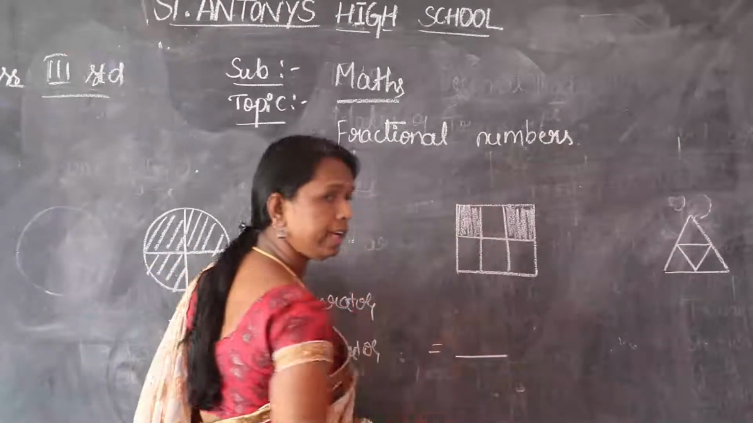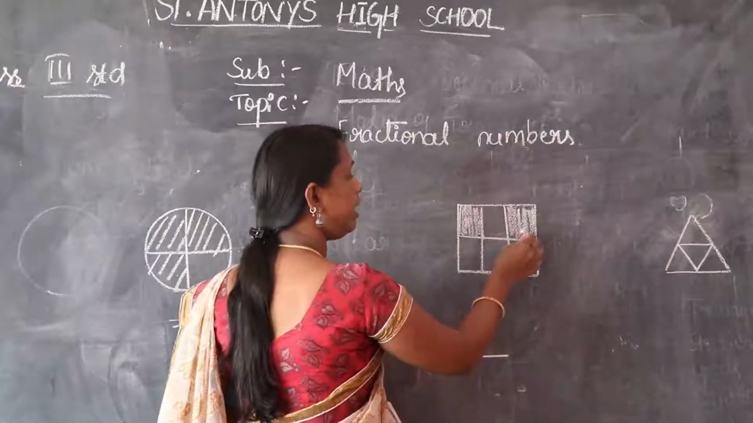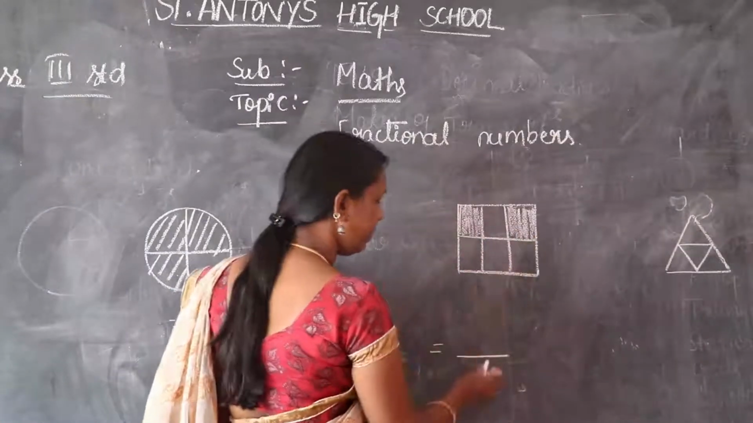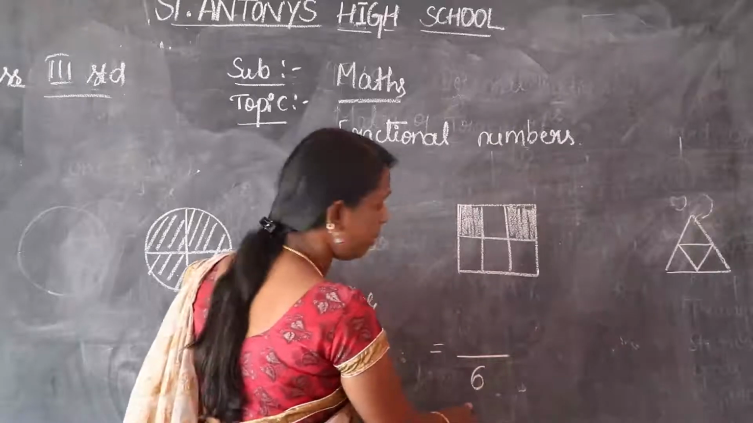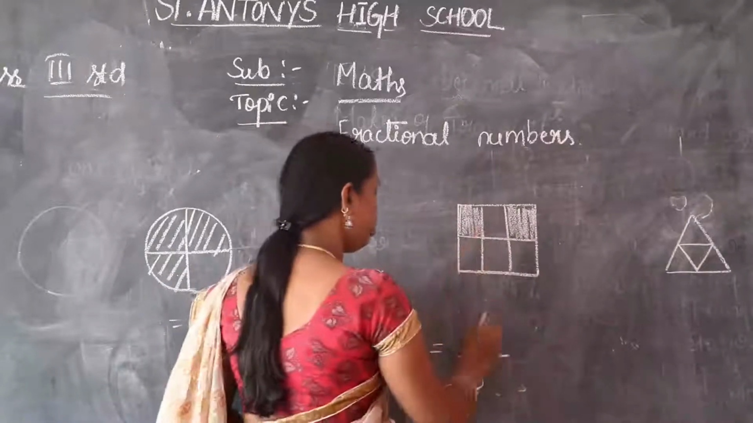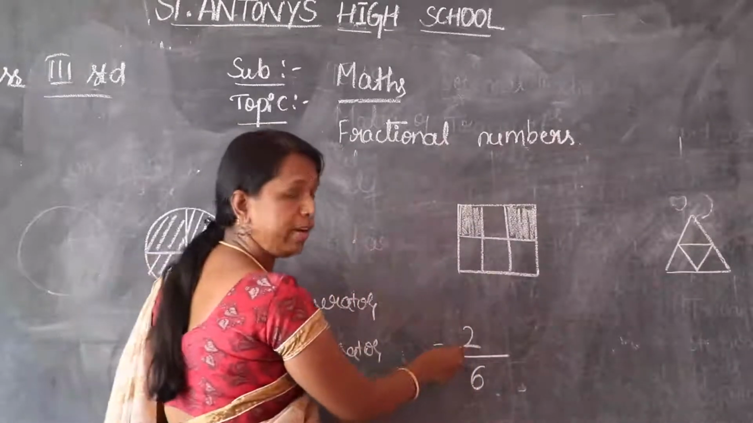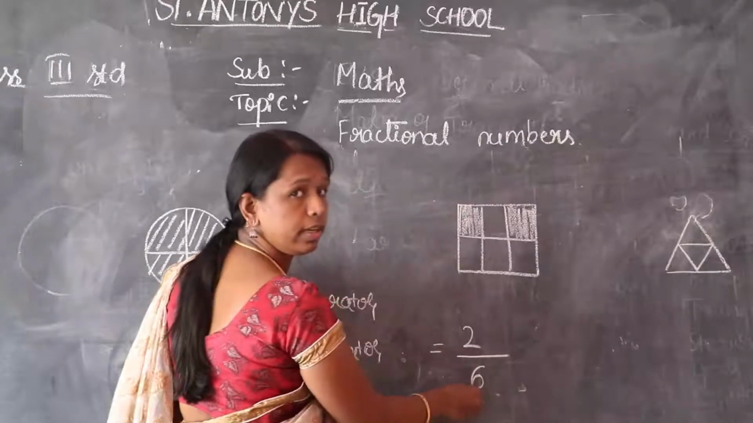Write down the dividing line. How many total parts are there here? 1, 2, 3, 4, 5, 6. Write down 6 in the denominator place, and the shaded part is only 2. Write 2 in the numerator. Here 2 is called the numerator, and 6 is called what?